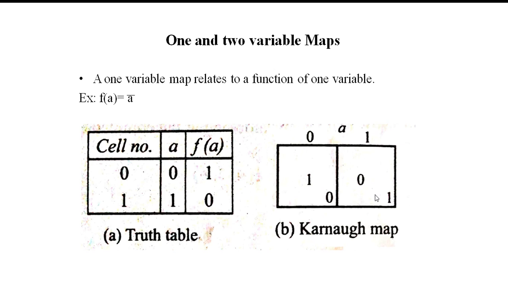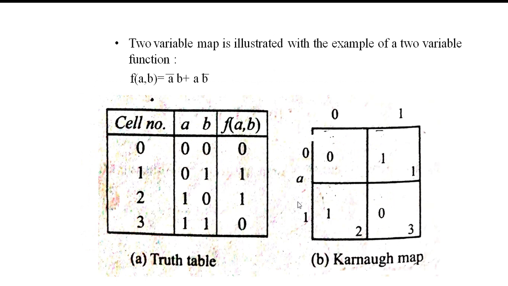Now these are the cell numbers. The cell numbers are written based on the input combinations. For 0 input, it is cell number 0. For 1 input, this is cell number 1. The marking of variable input combinations and cell numbers is mandatory. Then writing the output within the cell, which you know how to write, is also mandatory. This is a simple one variable Karnaugh map. Next, we'll see the two variable Karnaugh map.